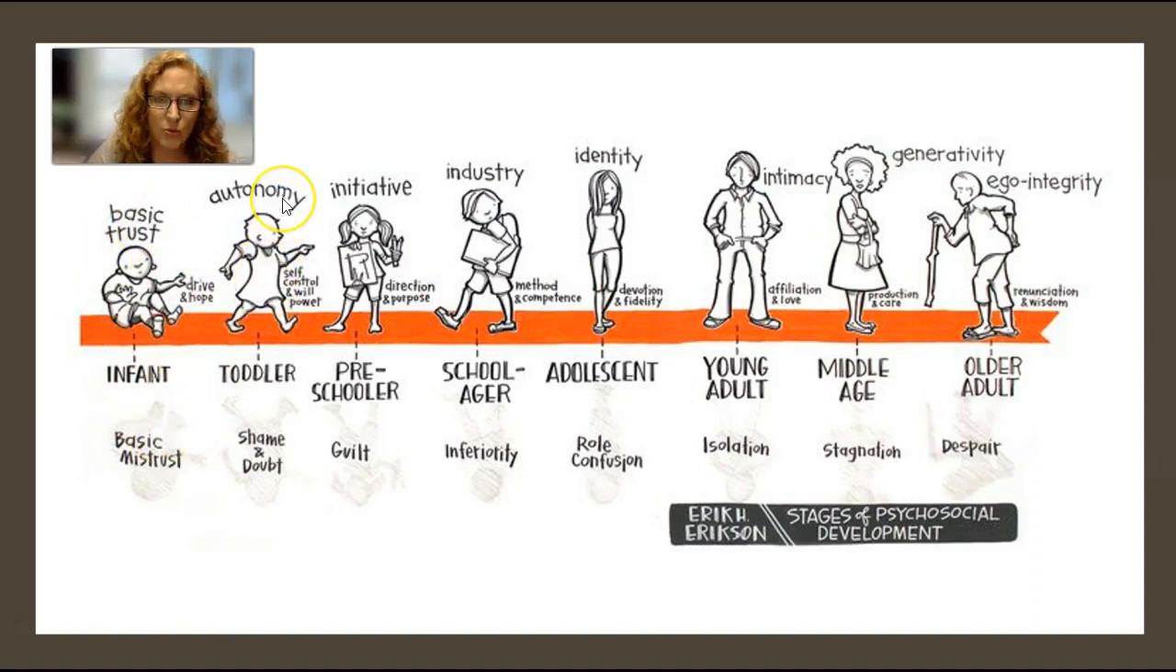In toddlerhood, we work on autonomy versus shame and doubt, initiative versus guilt in the preschool years, industry versus inferiority in the school years, identity versus role confusion in adolescence, intimacy versus isolation, generativity versus stagnation, and ego integrity versus despair. Okay. We're just going to linger on this slide for about 10 minutes or so. So get your notes out, get out your study guide, and take a listen to this.